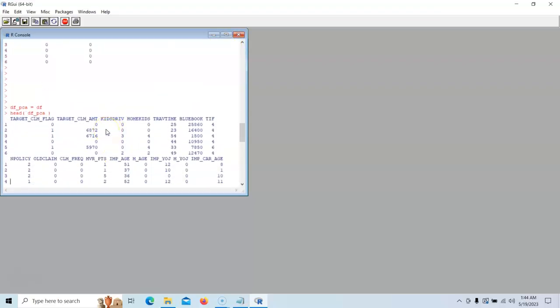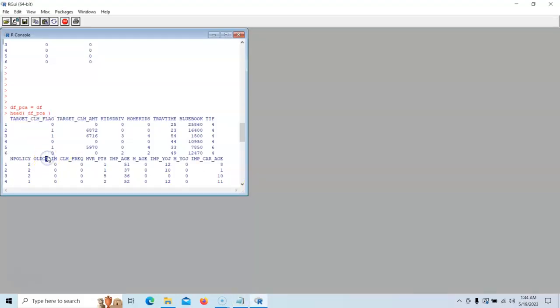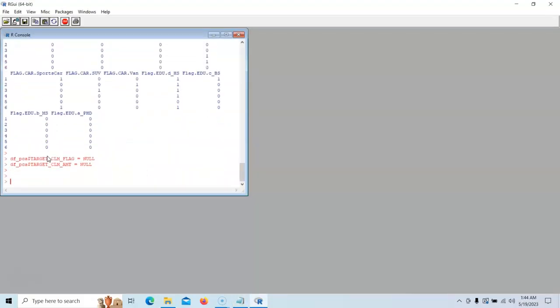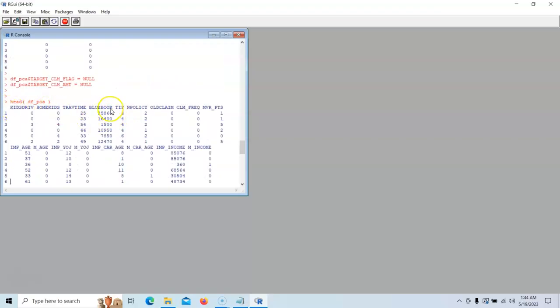Now, because we are going to do cluster analysis, just like with principal component, we don't want the targets in there. We only want to use the input variables. So let's get rid of the targets. And how do we do that? Well, we just set them to null. You see they're gone now.